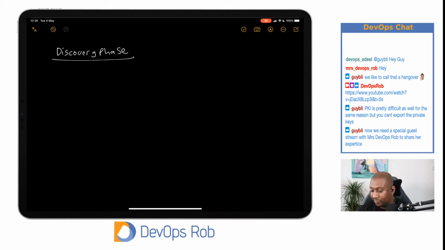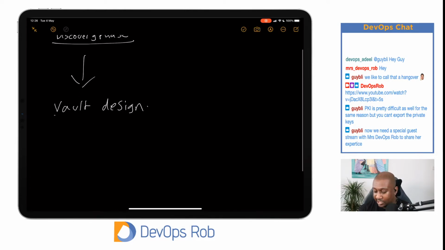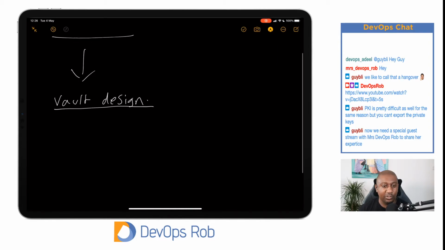So the next phase would be the design phase, right? So now you want to design Vault, right? Now, this is equally as key, right? What you've done, you've captured all the requirements, and the first thing you want to do is look at all these requirements for all these different teams, and then identify what the common requirements are across the teams, right?